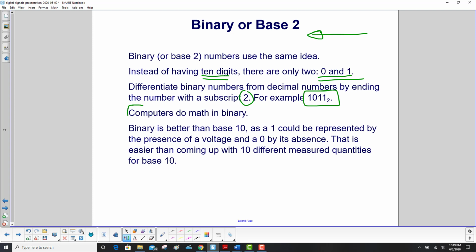Computers, and here's the key, they do math in binary. Binary is better than base 10 for computers because a 1 can be represented by the presence of a voltage and a 0 by its absence. That's a lot easier than coming up with 10 different measured quantities for base 10.